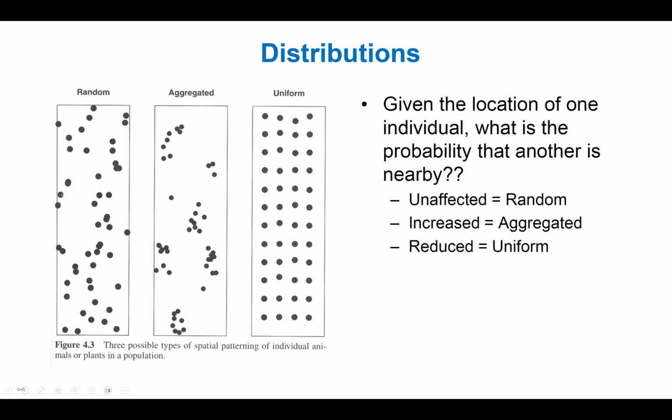So we have different kinds of distributions. We talked a little bit about this. If you see one, what's the probability that there's another of that critter? If we have random sightings, we would call that an unaffected probability. If we have a little bit of an increase, this is called an aggregated probability, or reduced is where you see uniform probability. It's just a little bit different. It's called spatial patterning. Usually things are not uniform in nature, unless a human has messed around with it.